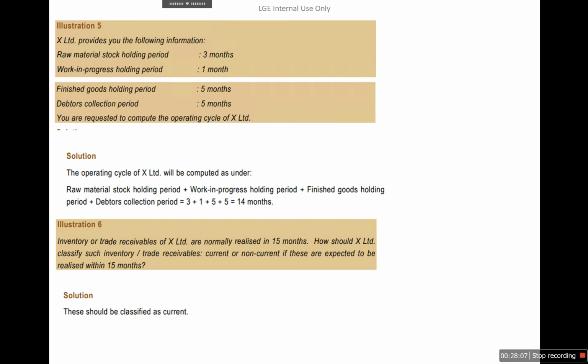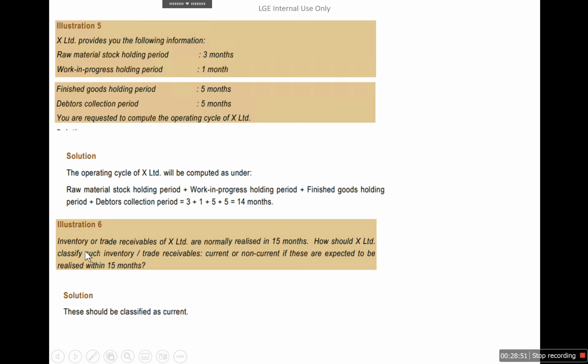So next is about the operating cycle. We have already discussed how it is calculated. So let's see some practical examples. XYZ provides you the following information: raw material stocking period is 3 months, WIP holding period is 1 month, FG realization is 5 months, and debtors collection period is 5 months. So from the period of raw material to debtor realization will be the operating cycle. Let's see, 3 plus 1 plus 5 plus 5, it is a 14 months operating cycle. So if any asset is expected to be realized within this period, it will be classified as current asset.